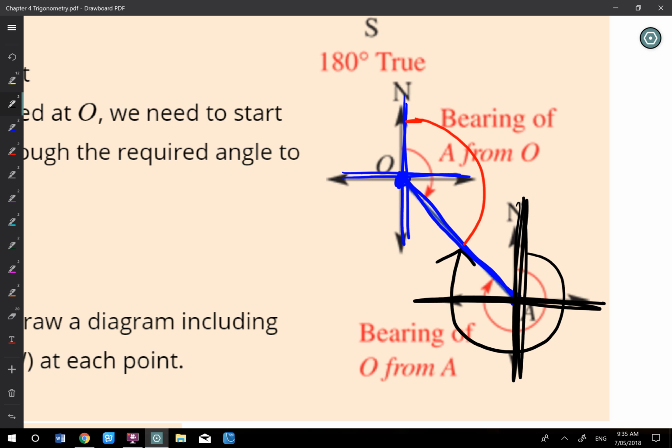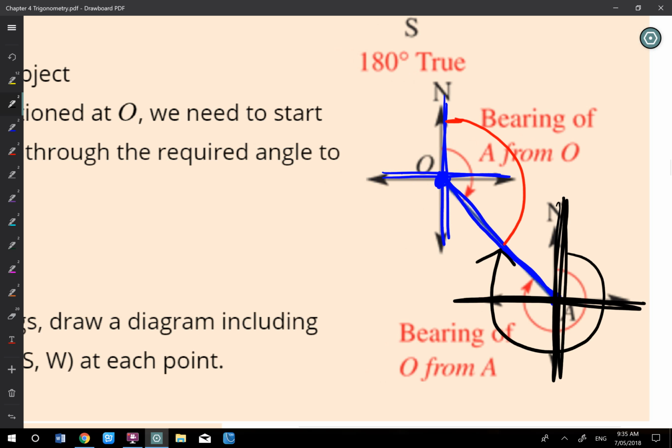So there are 2 different bearings from different points. Even though they're exactly the same 2 points, from one to the other and from that one to this one is a different bearing. So that's how we measure the bearing.